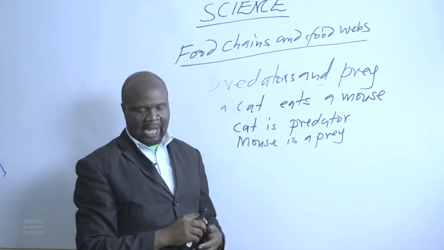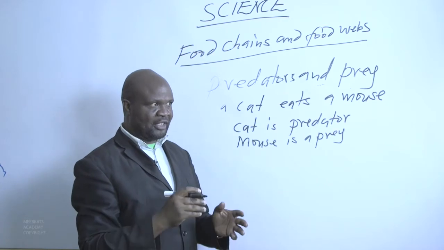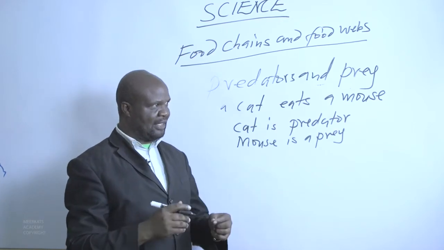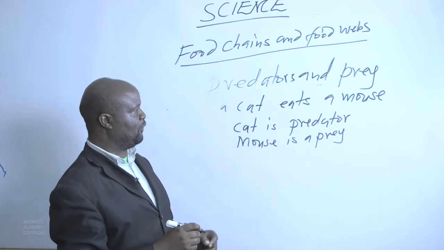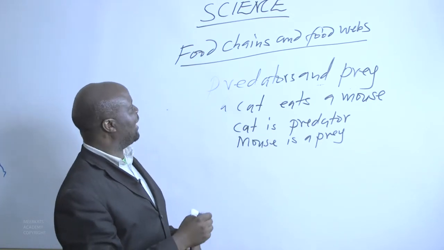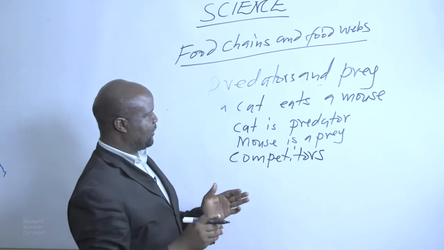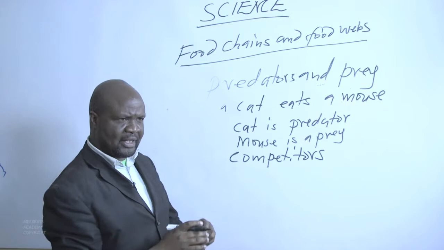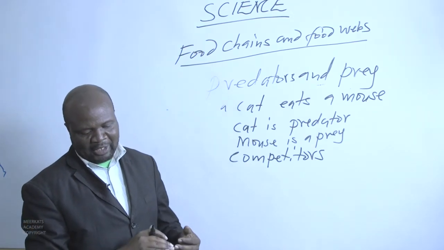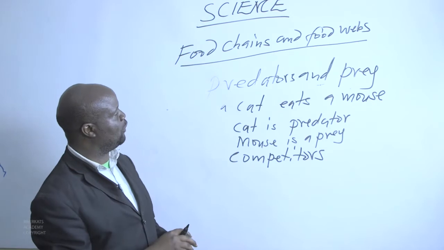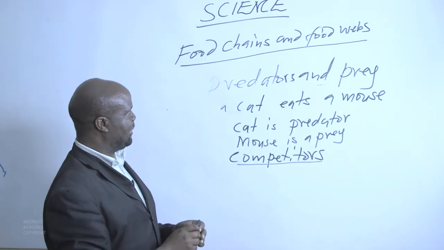When two animals happen to be in the same habitat and they are competing for the same meal or the same kind of food, they will compete for such food. If they do compete for such food, then these animals will be called competitors. Animals that live in the same habitat and compete for the same food are called competitors because their kind of food is the same.